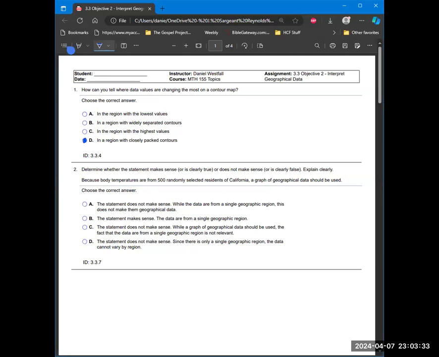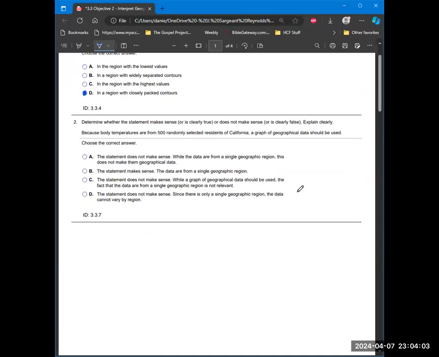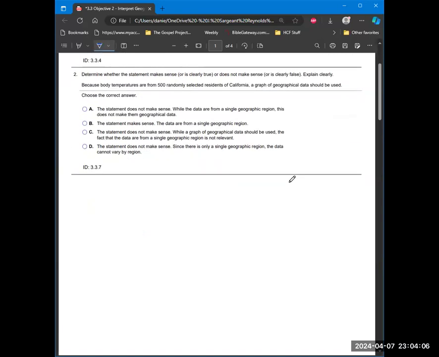Those contours represent lines where all the values are the same, so the elevations are the same, or the temperatures are the same, or the pressures are the same, or something like that. So if the lines get close together, there's a rapid change in whatever the map is measuring, whether it's pressure, temperature, elevation is a big one where we see contour maps like that.